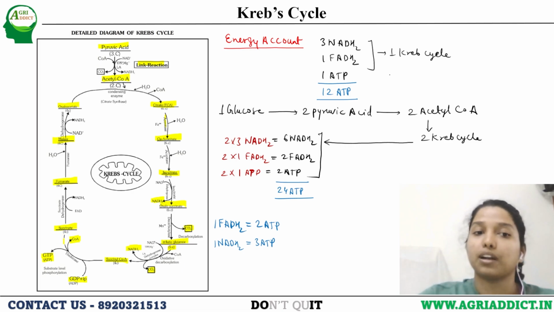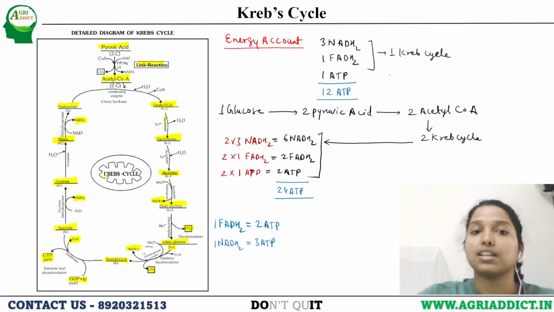This succinate is also a 4 carbon compound, and it will get converted into fumarate, which is a 4 carbon compound. In between this, one energy will be formed as FADH2. Then this fumarate is getting converted into malate, and this malate is again getting converted into oxaloacetate, and during this conversion one more NADH2 is formed.